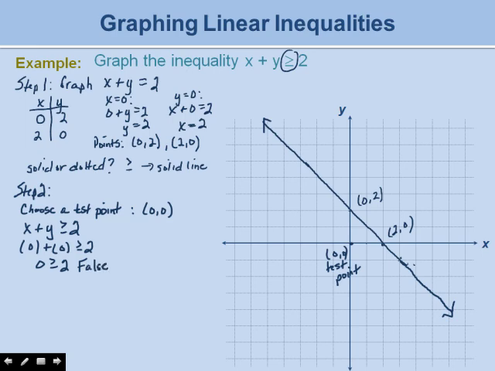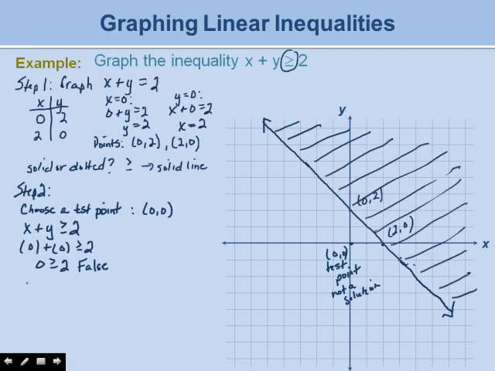What that tells us is our solution has to be on the opposite side of our boundary line. So here's our test point over here. We know now this is not a solution. So that means that nothing on this side of the line is a solution for our inequality. And that means that we're going to shade the opposite side of the line. So again, what we were doing over here was shading the half plane that does not include our test point.